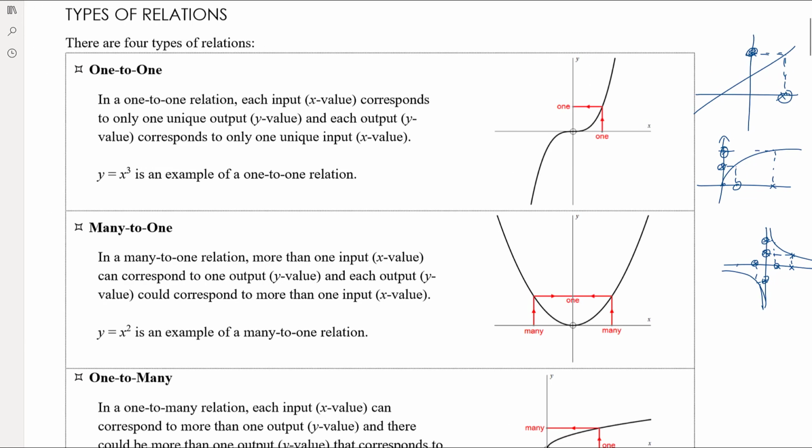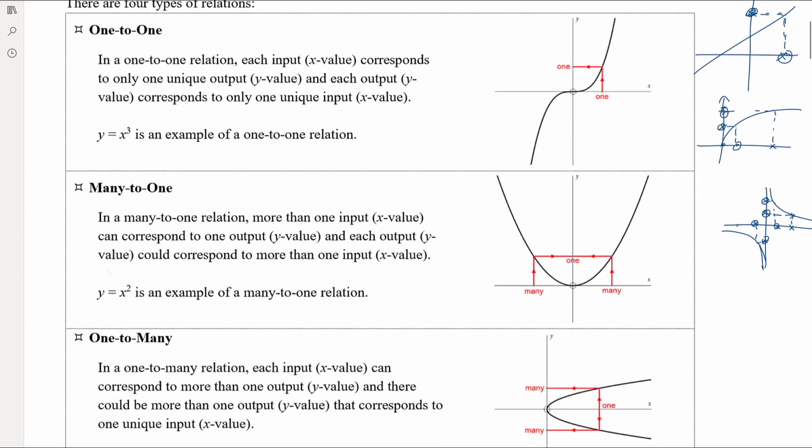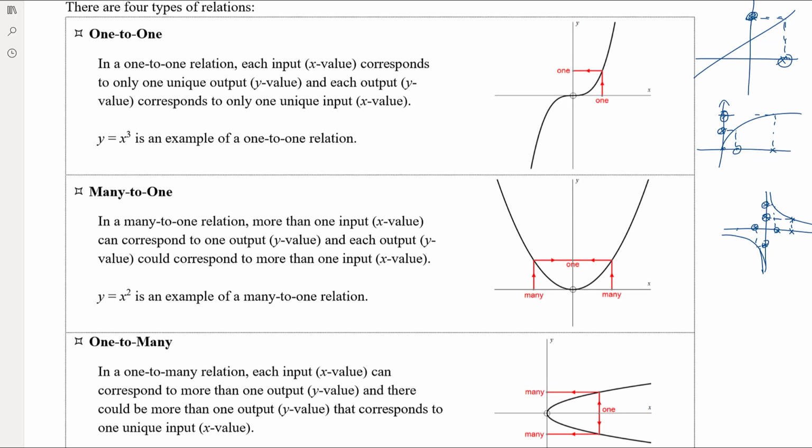The next categorization is many-to-one. And that's where many pieces of input, many x values, could produce the same one y value. Okay, so again, many doesn't mean lots and lots, it just means more than one. So, for example, a parabola is an example of a many-to-one function. More than one x value, these two x values here, both map to or produce the same y value. Okay, so many x values can produce the same one y value.